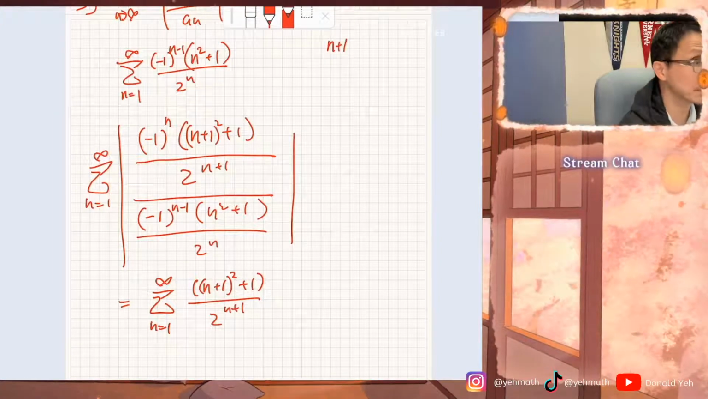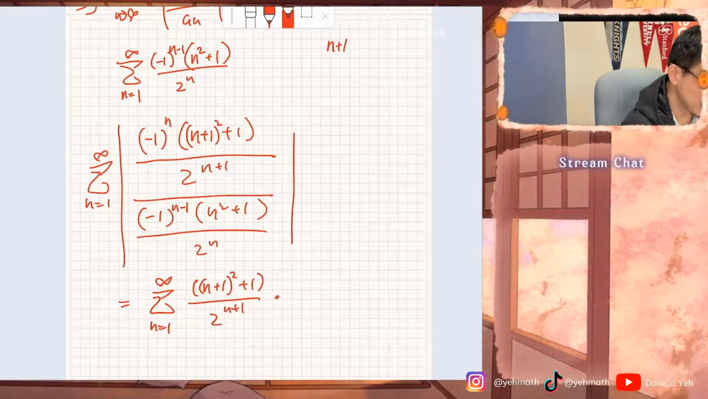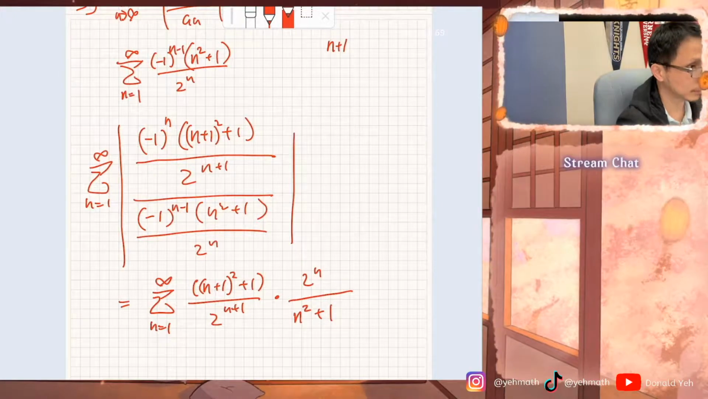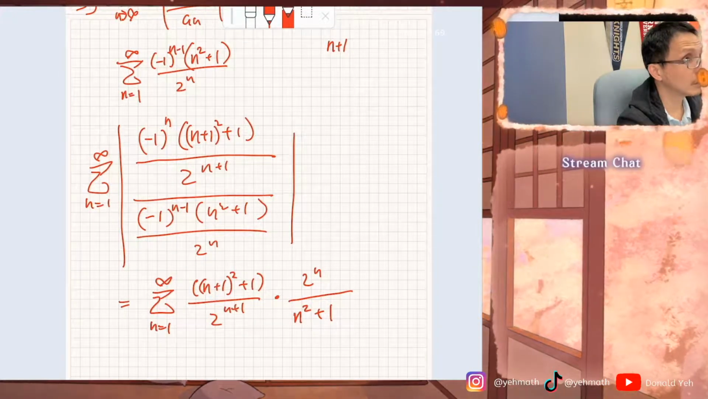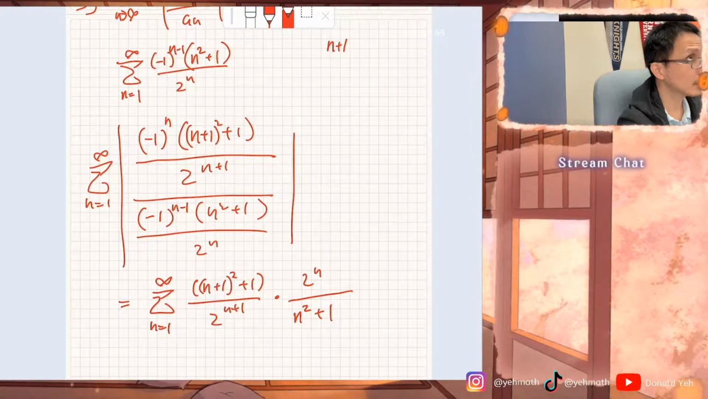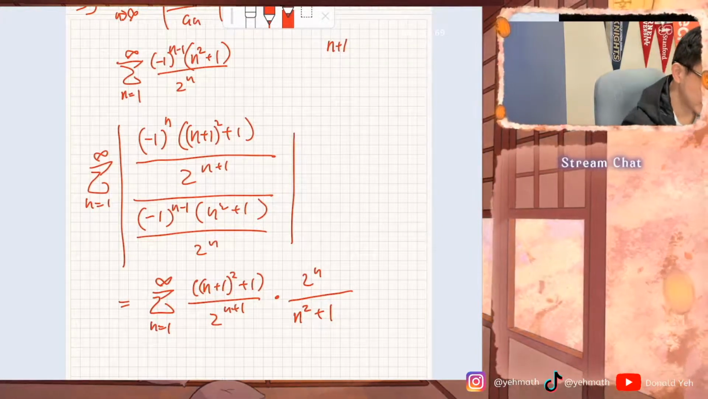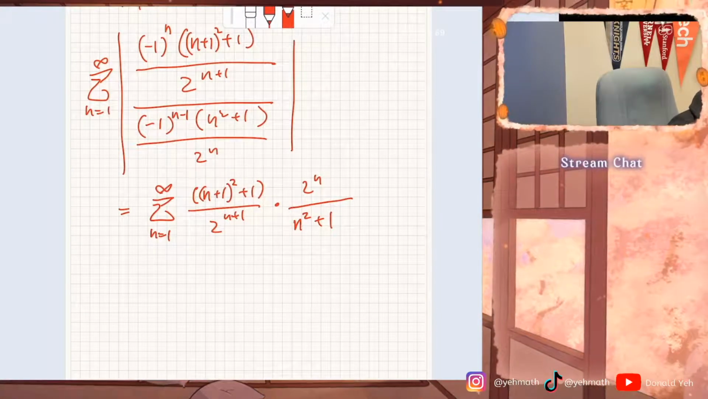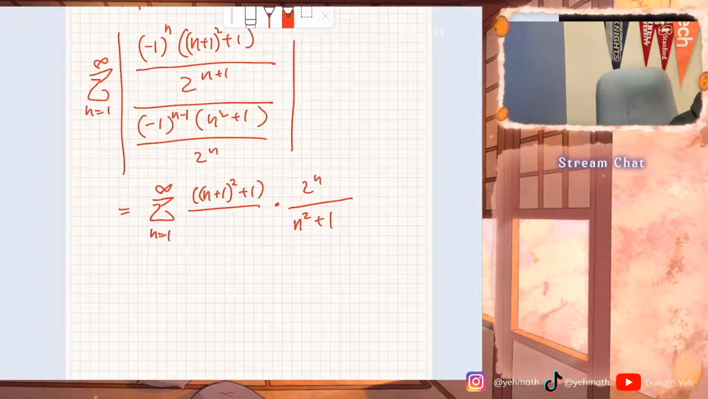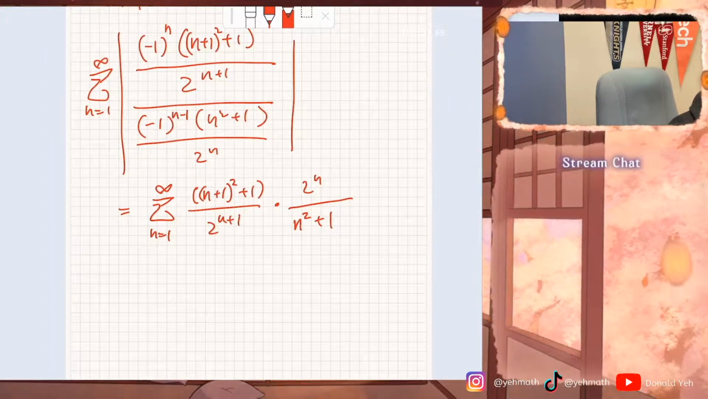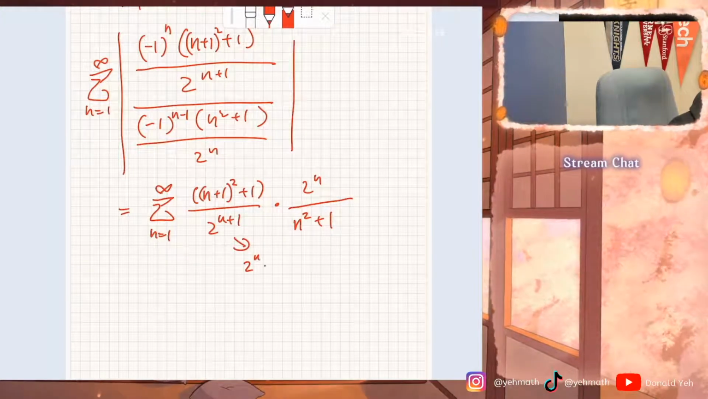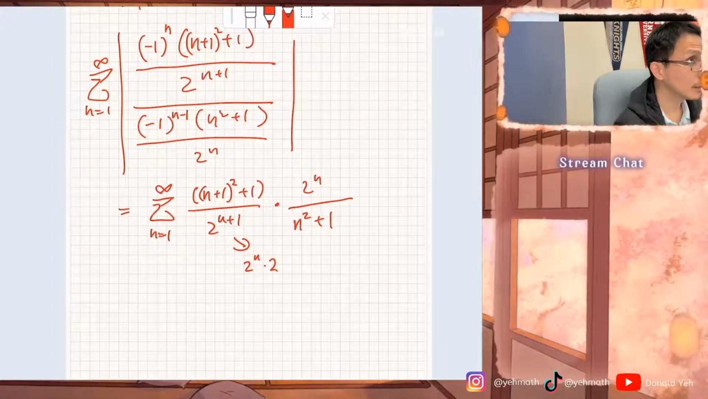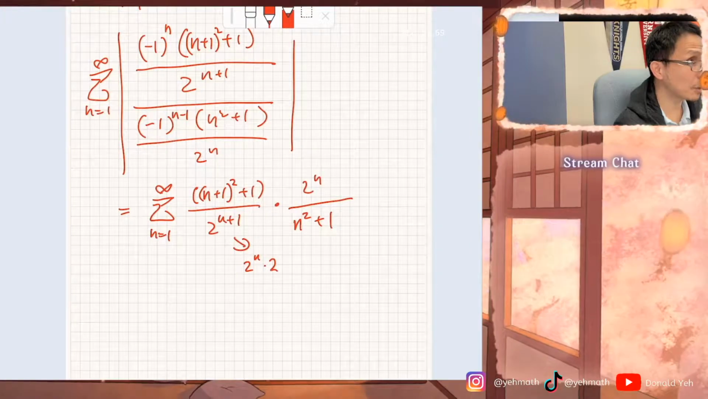Now I'm going to do keep, change, flip. So it's going to be 2 to the n over n squared plus 1. Am I going too fast? Okay. Now, if you know your exponential rule, can I erase this 2 to the n plus 1? Can I change this to what? 2 to the n times 2. Does that make sense? All those algebra 1 things coming back.